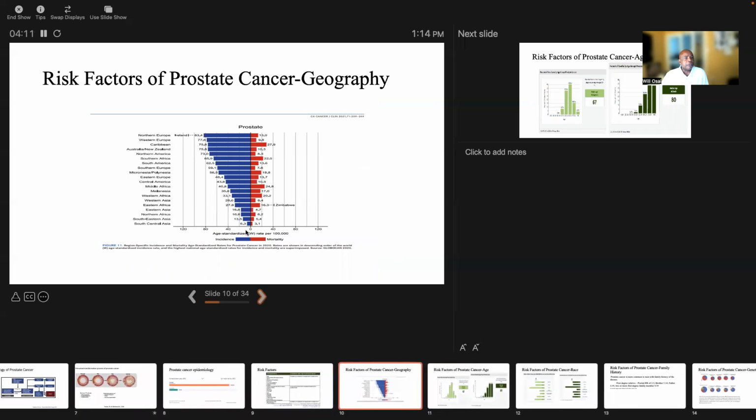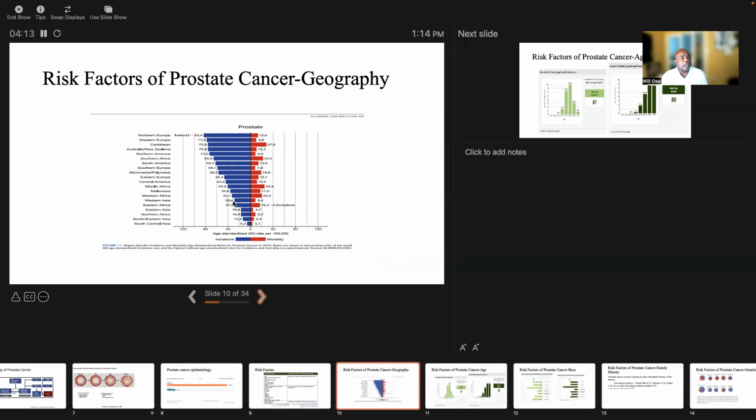In terms of geography, it appears that depending on what part of the world you live in, your risk for prostate cancer is higher. For example, in Northern Europe and Western Europe, the risk is higher compared to men in Western Africa and South Central Asia.